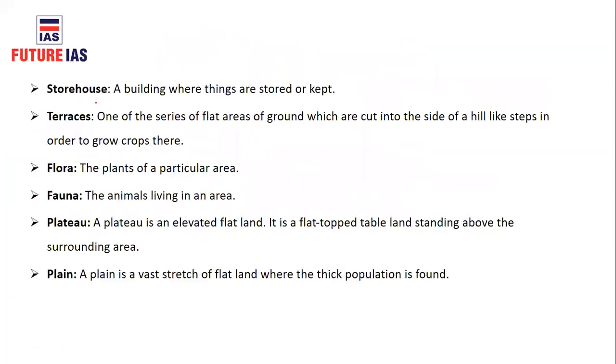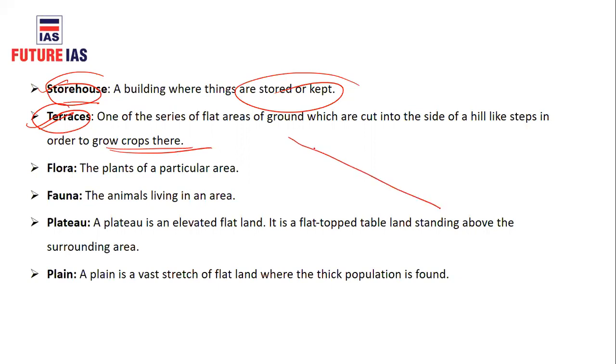All right. Let's understand a storehouse. Storehouse ka matlab hota hai building where things are stored. Koi bhi storehouse ho sakta hai, normal definition. Terrace ka matlab hota hai, right? It is basically a terrace. Jaise aapne dekha hoga na, it is a series of flat areas of ground, right? Which can be cut into the side of hills like steps, so that these sites are used for growing crops. And there is another added benefit: if this is a side which is steeper, and you make this side into steps like that, what will be the added benefit? It will also reduce the scope of erosion. For example, if the water flows, it will definitely slow down over there. It will further slow down. So ultimately, it will reduce the scope of erosion also. And most of all, this side which is much steeper can be used for growing agricultural crops also.